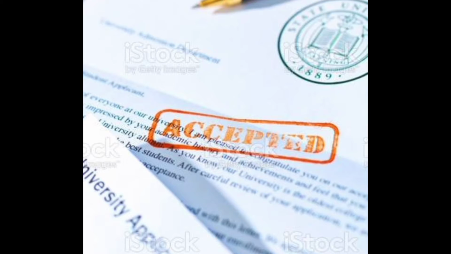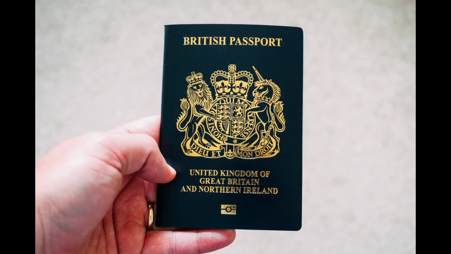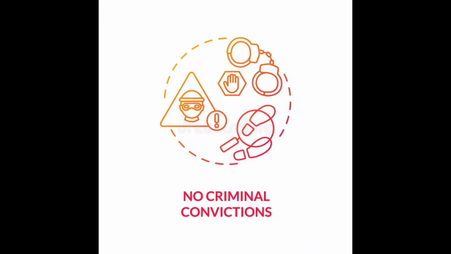Secondly, you need to have an international passport, right? Which is your travel document, without which you cannot travel outside of your country. Also, you need to have proof of no criminal record. This is usually a police clearance from your home country.